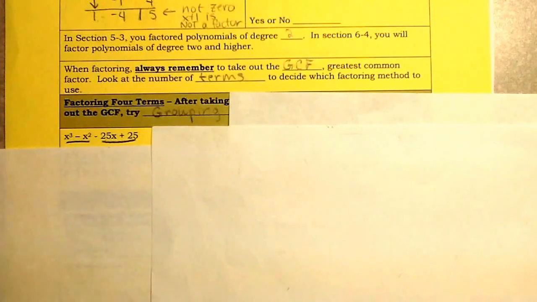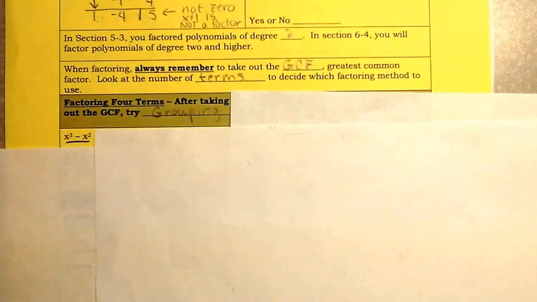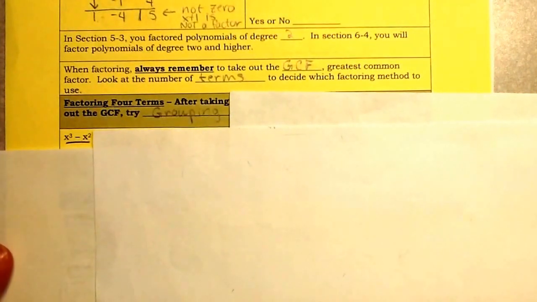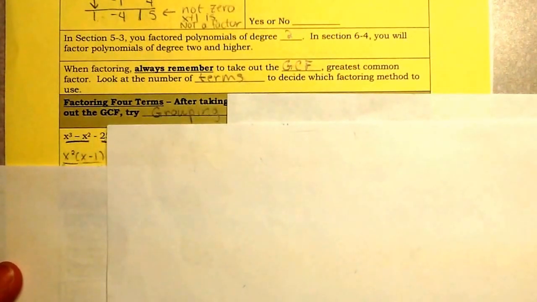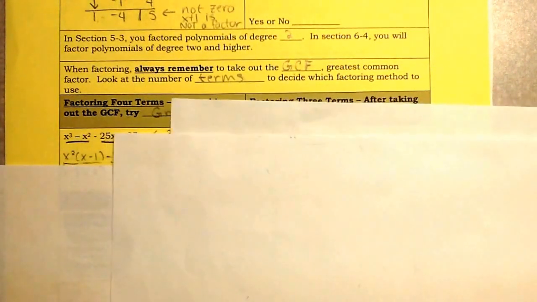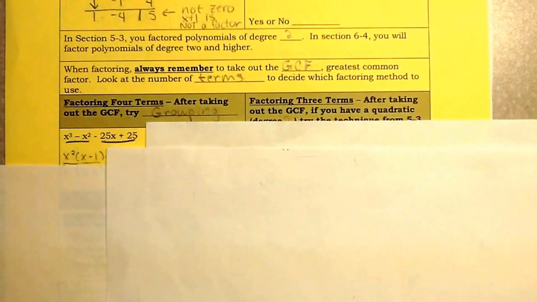So looking at just these 2, let me cover up the other 2. They both have an x squared in common. So we can pull out an x squared, and when I do that, I'm left with x minus 1. Now when we look at the next 2 terms, we're going to see that we can pull out a 25.